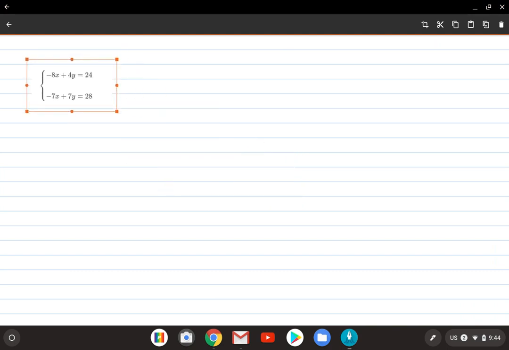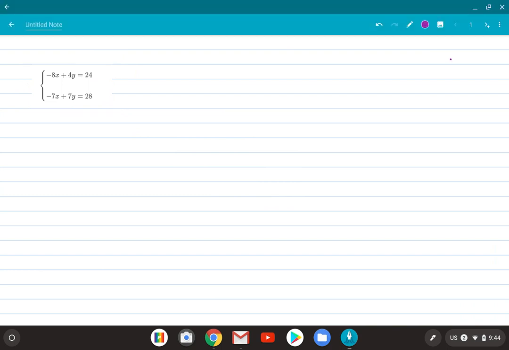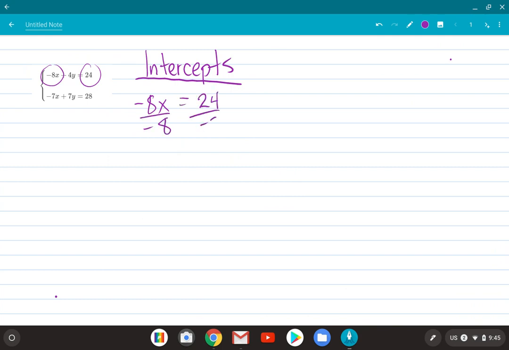All right, so what I'm going to do is I'm going to do it by intercepts. And this may be easier since it's not in a y equals form, which I had hoped it would be. So we're going to take the first one. I'm going to take the 8x and set it equal to 24. Divide by 8, negative 8. X is going to be negative 3.